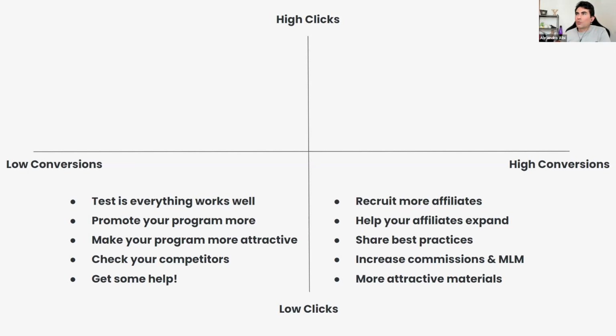Let's jump into high number of clicks, but low number of conversions. This means that everybody's clicking, nobody's buying, or very little number is buying. So the first one is you need to recruit more relevant affiliates.